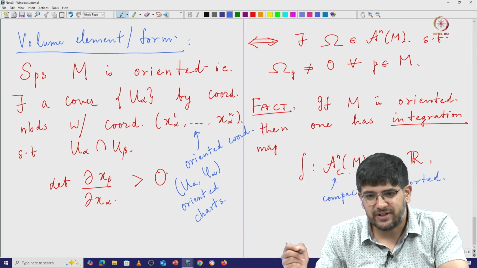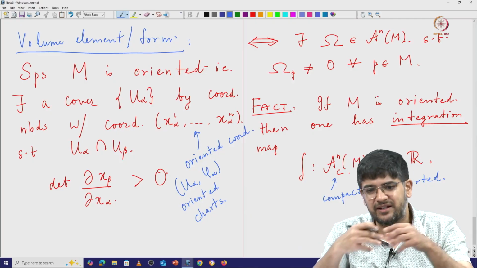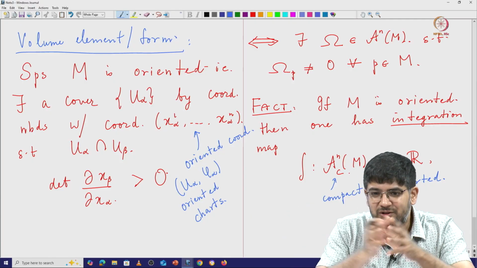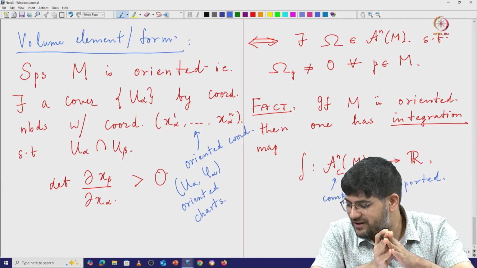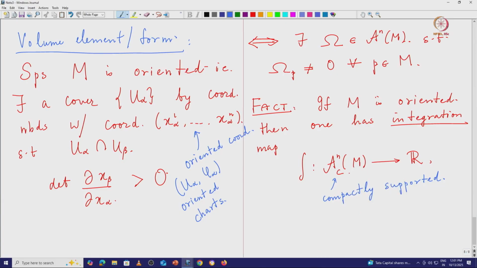Right, and I won't go into the construction of this, but the idea is that you use partitions of unity, and the reason why you need the manifold to be oriented is that at some point you have to check that the definition is independent of the choice of coordinates, and so then you have to use this change of variables formula. And the change of variables formula in multivariable calculus, if you remember, involves the absolute value of the determinant of the Jacobian, right?